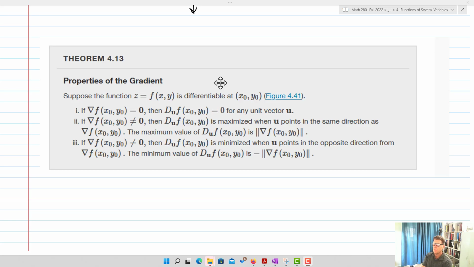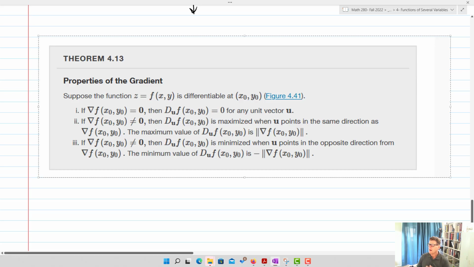Now, if the gradient does not equal 0, then the directional derivative of f is maximized when u points in the same direction as del f, and the maximum value of the directional derivative is just equal to the magnitude of the gradient. Conversely, the directional derivative is minimized when u points in the opposite direction of the gradient, and so the minimum value of the directional derivative is the negative magnitude of the gradient. We can utilize this to figure out the maximum directional derivative, which comes in handy if we want to know the maximal rate of change for a particular surface at a particular point.